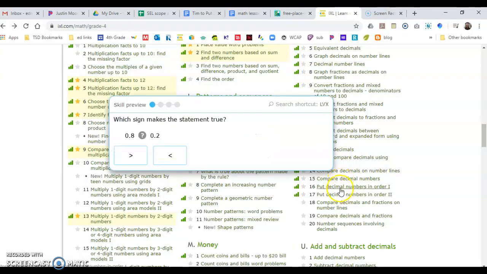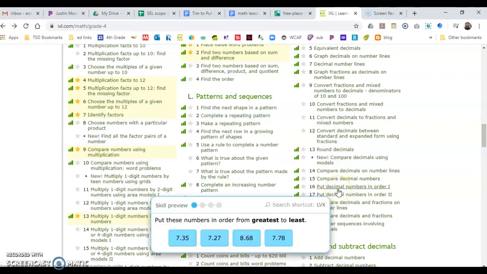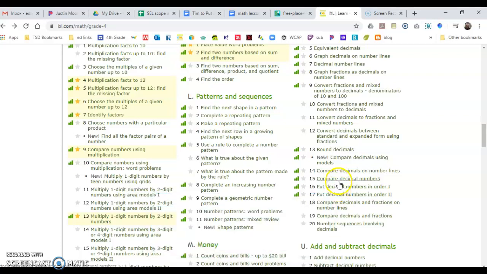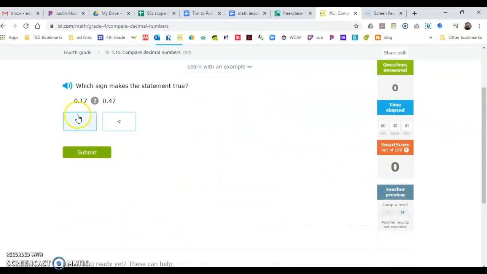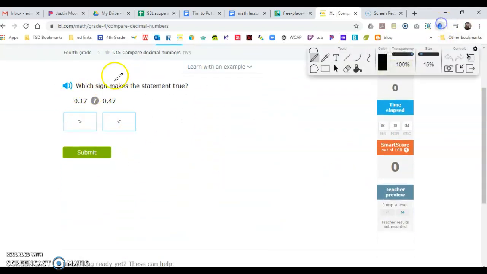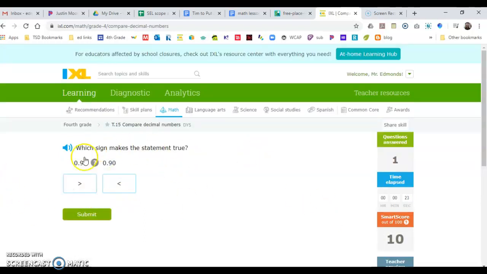Okay, we're going to skip 16 and 17 today for this week's work, but if you have some extra time and you want to work on ordering decimals, I highly recommend it. Okay, T.15. You look at your two decimals. Here we have two decimals that are both hundredths. Again, big believer here, Mr. Edmonds speaking, that if you can read the numbers, you can compare them and write them, do all types of things with those numbers. So here we have 17 hundredths, 47 hundredths. Think money, 17 cents, 47 cents, 47 cents is more, and move on with your life. Here, same thing.